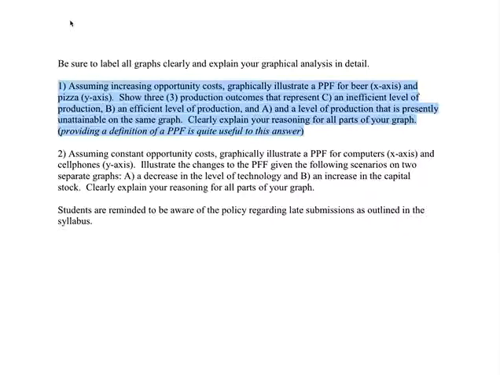So the question is, assuming increasing opportunity costs, graphically illustrate a production possibilities frontier for beer on the x-axis and pizza on the y-axis. Show three production outcomes that represent C, an inefficient level of production, B, an efficient level of production, and A, a level of production that is presently unattainable on the same graph. Clearly explain your reasoning for all parts of your graph, and in parentheses here I have providing a definition of the PPF is quite useful. Realize that on the test coming up that any hints like this will not be included in the question.